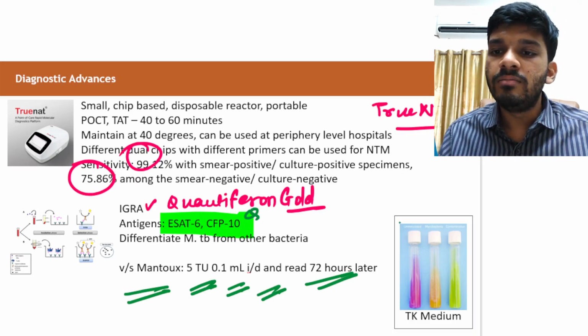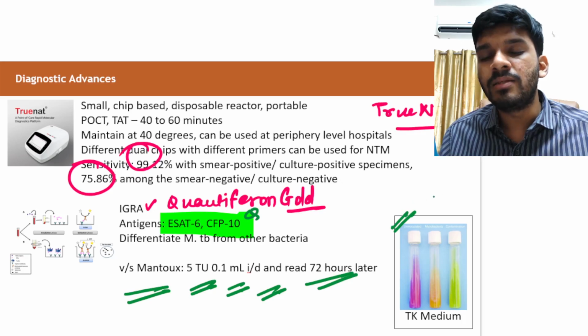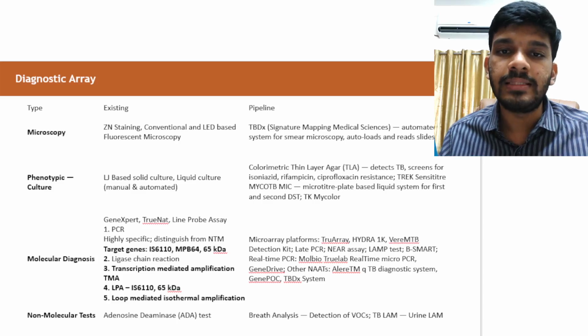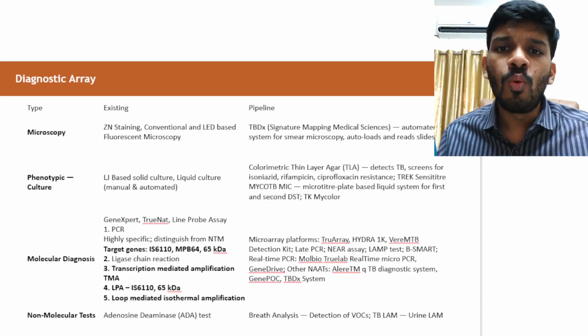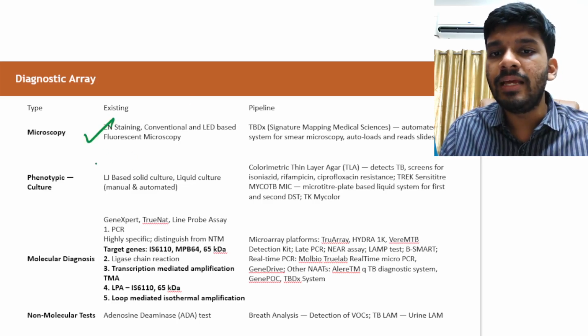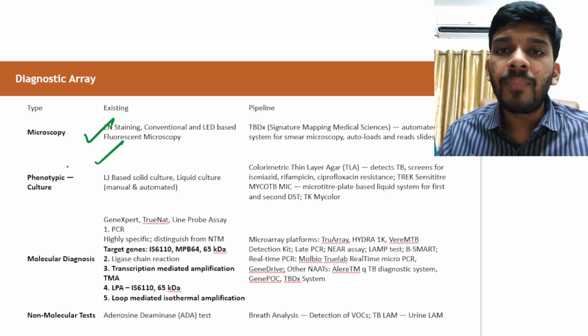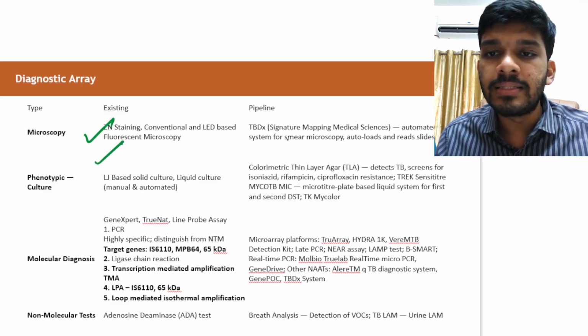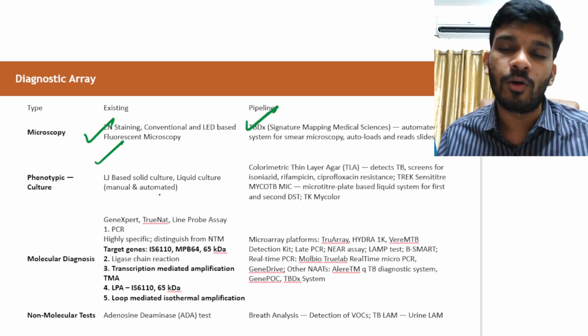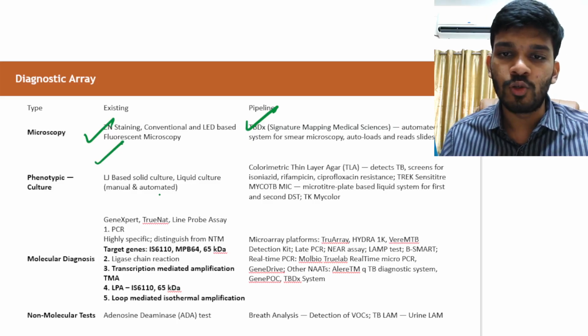Then you have a color-based method called the TK medium. This can also be an image that comes up in your INICET examination. So what all things do you have for diagnosis? Microscopy we discussed, Ziehl Neelsen staining, fluorescent microscopy. Other upcoming things in the pipeline, there is TBDx, right? An automated system for smear microscopy that is coming up.